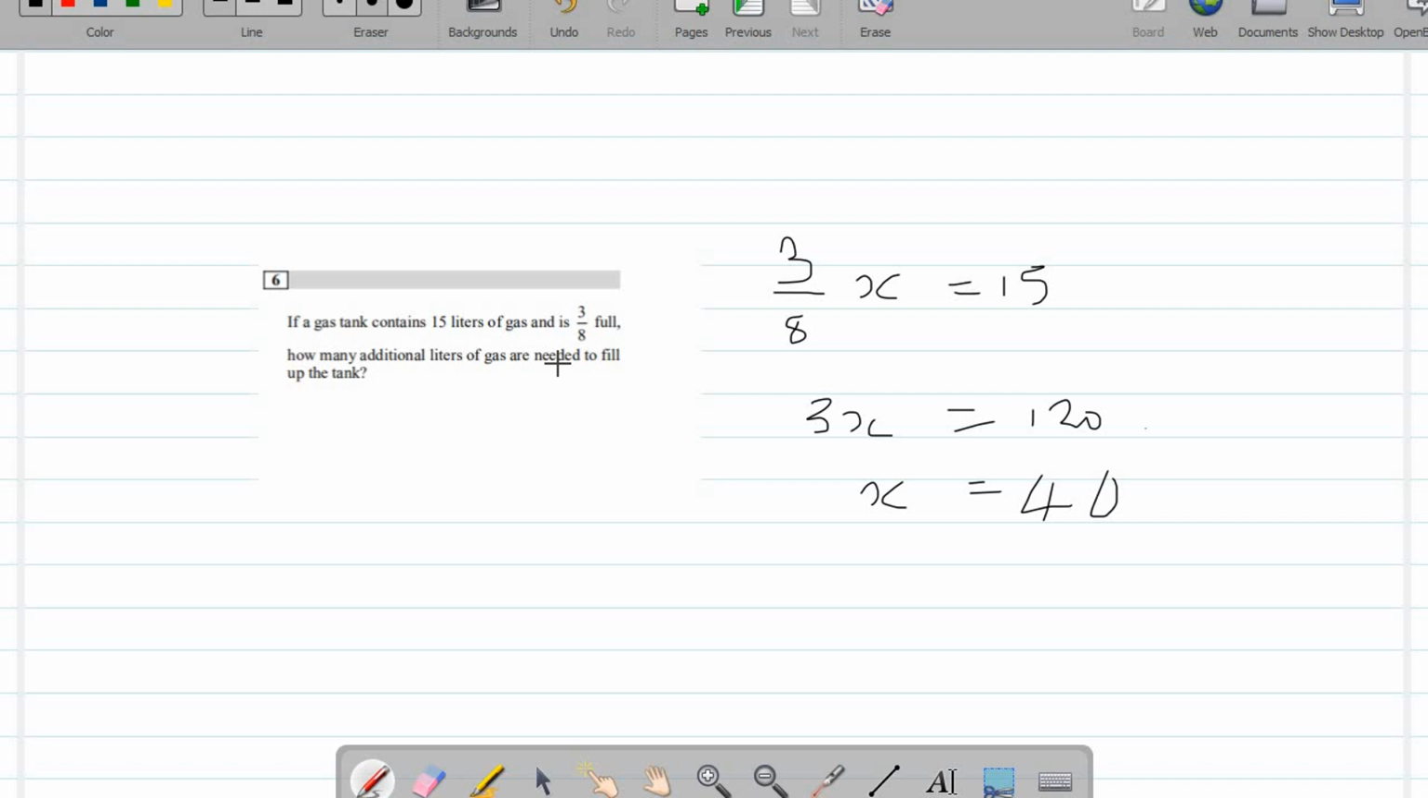It asks how many additional liters of gas are needed to fill up the tank. What's needed is 40 minus 15. So we have 40 minus 15 there. That will give you 25. So we need 25 more liters to fill up the tank. Okay, so that's it for 1 to 6.